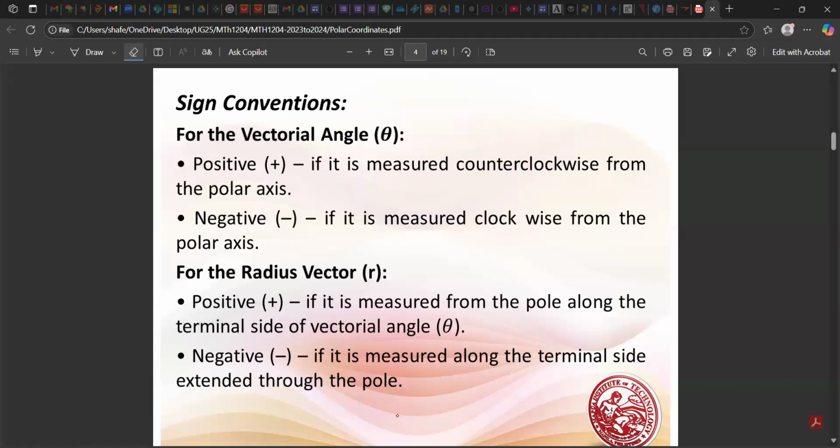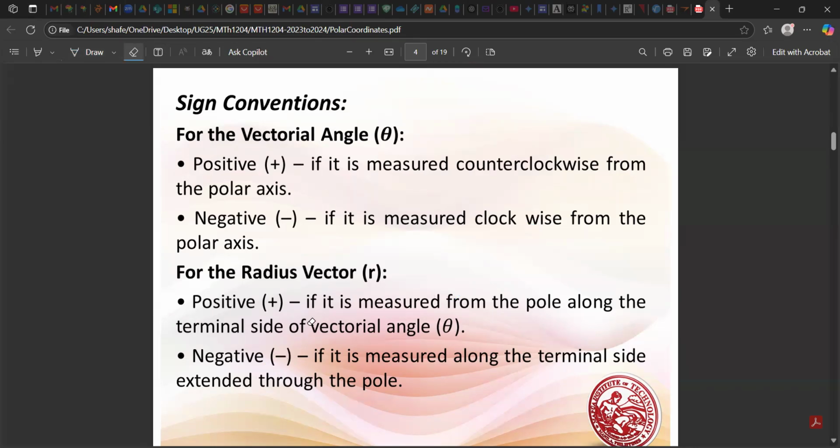So what they're telling you is, if you have something like this, you're measuring from here straight up, r is positive. But they say r is going to be negative if it is measured along the terminal side extended through the pole, meaning you're going this way, right? You're going this way, you say r is negative. And you see an example just now.